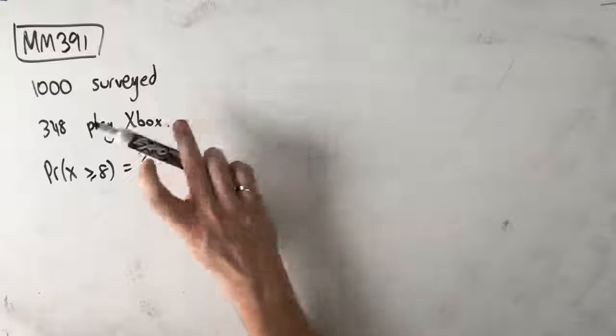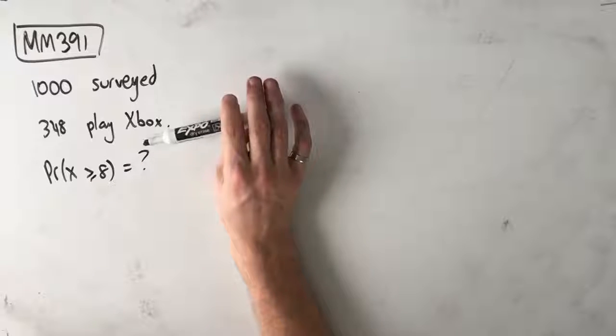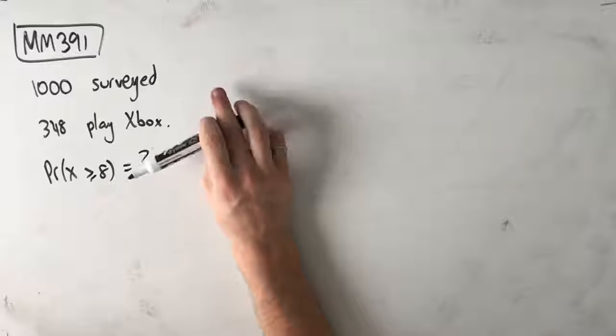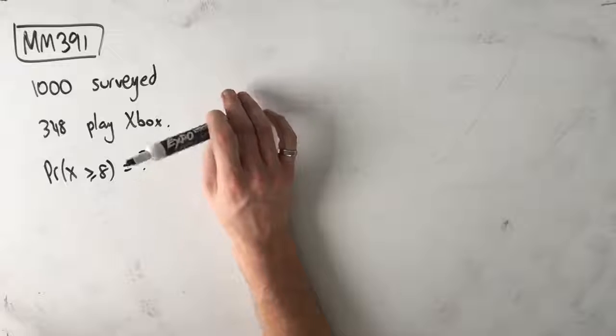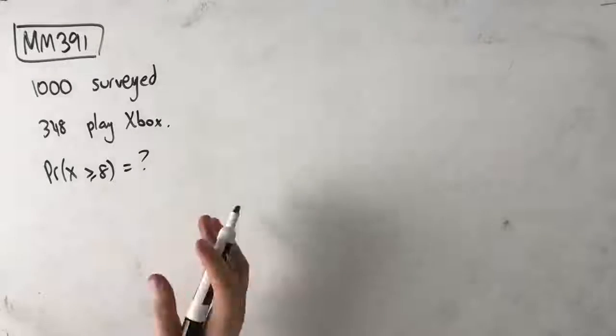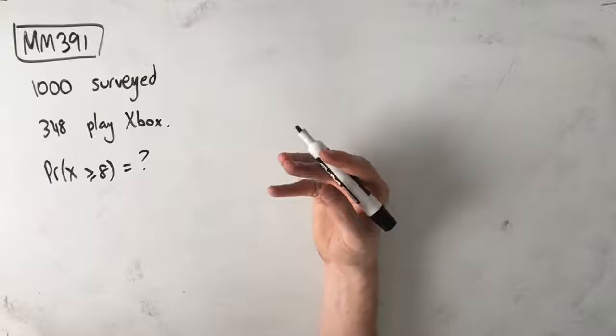So we've got this survey of 1,000 teenagers and 348 participants said that they play Xbox on a regular basis. If 12 of these teenagers are selected at random, the probability that at least 8 play Xbox on a regular basis is. Alright, awesome. So initially we just need to recognize that we're dealing with binomial distribution probability, okay?